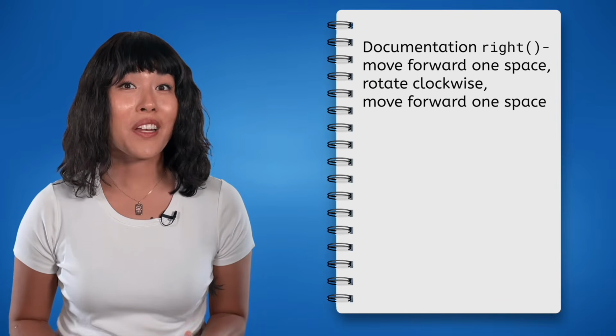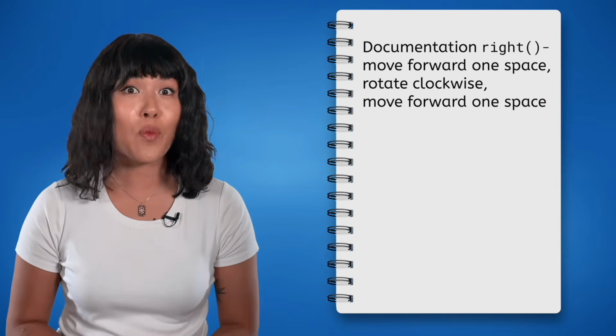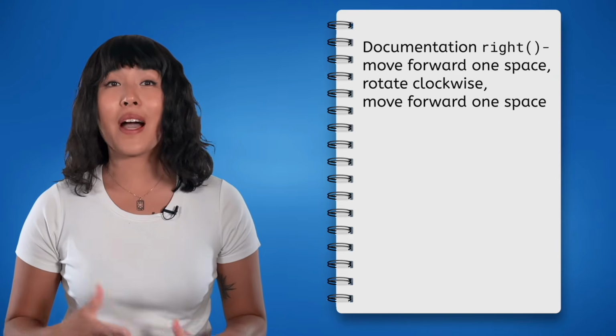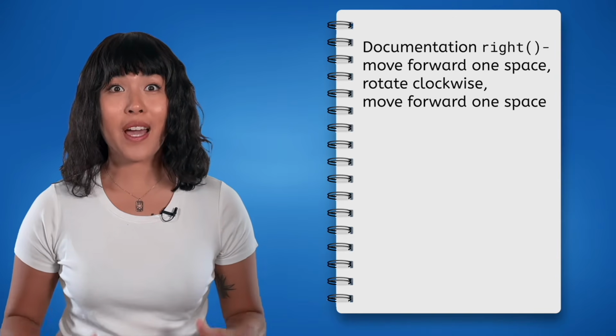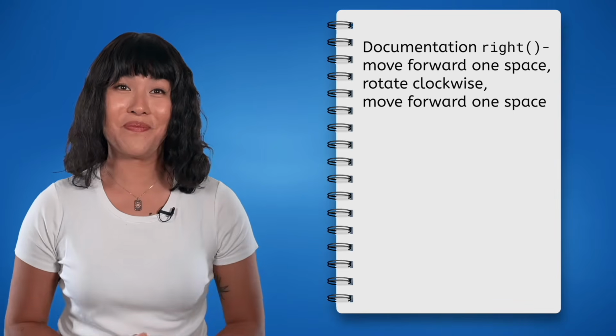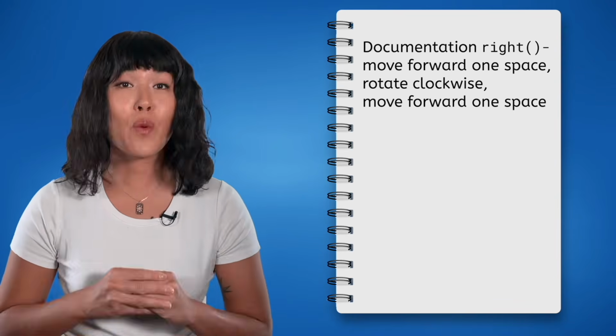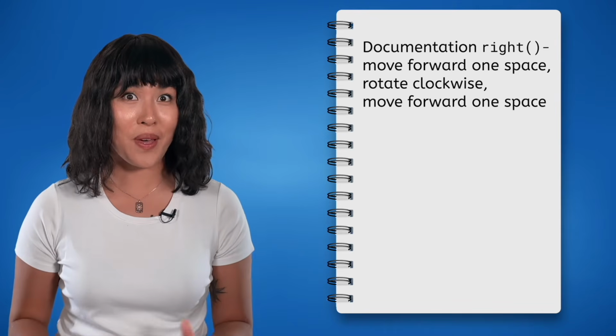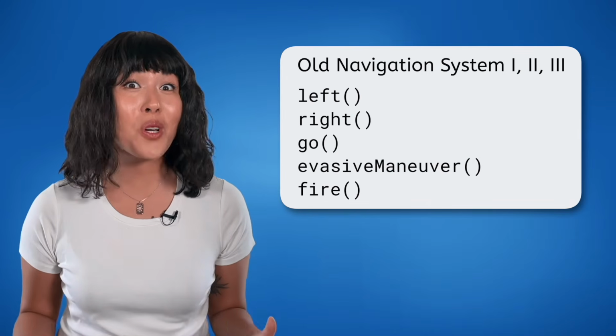Whoa, that was a little strange. What did that one do? A call to the right function made the ship move forward in whatever direction it was facing, followed by a clockwise rotation, followed by another movement forward. This documentation will be helpful later. Now, it is up to you to check what the other functions do and document them. Do that now, and then we'll go on to the next step.